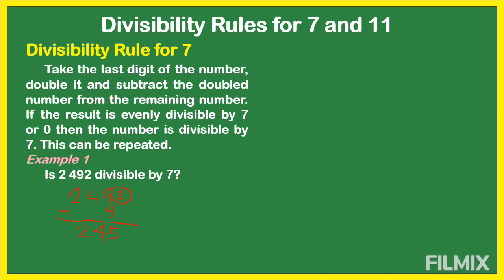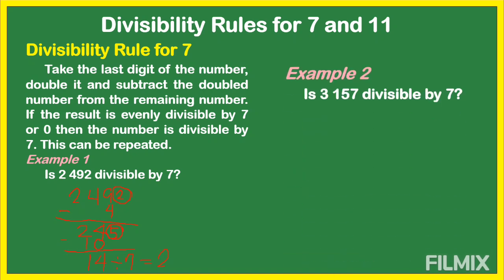Then again, 245 is still a big number. We can double the last digit again. 5 times 2, the answer is equal to 10. Subtract it from the remaining digits. 24 minus 10 is equal to 14. So 14 now is a smaller number. And we're going to evaluate whether that is divisible by 7. Is 14 divisible by 7? Yes. Okay, that is 14 divided by 7. The answer is equal to 2. So, 2,492 is divisible by 7.